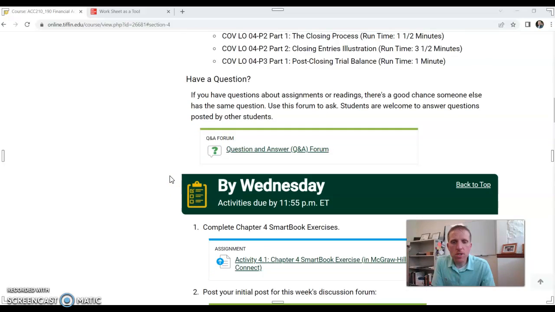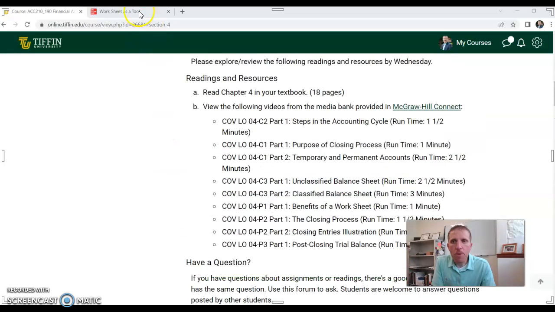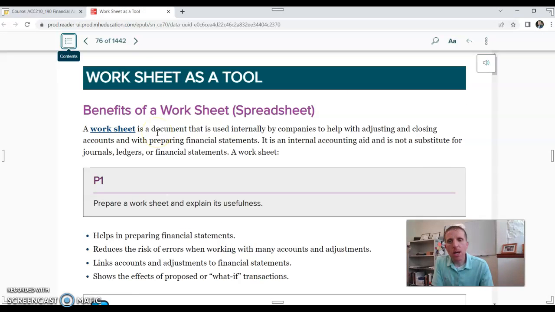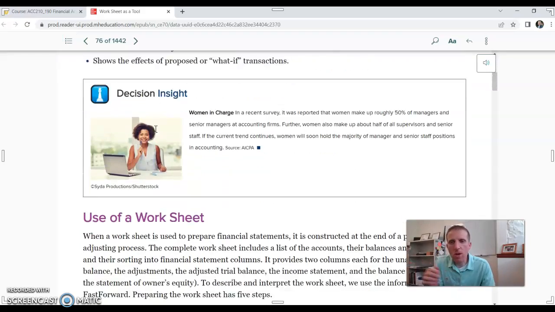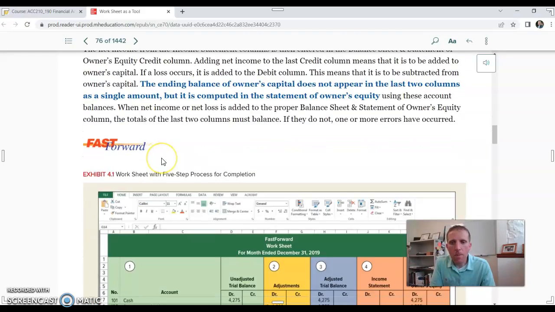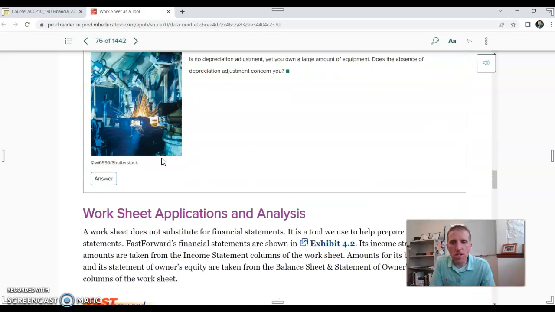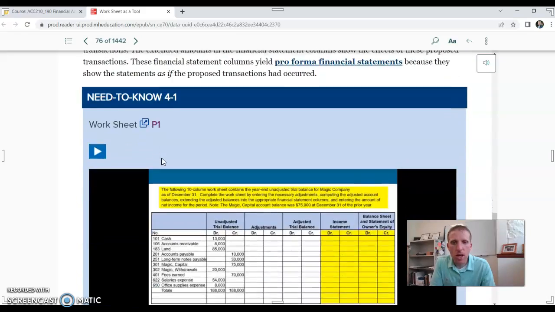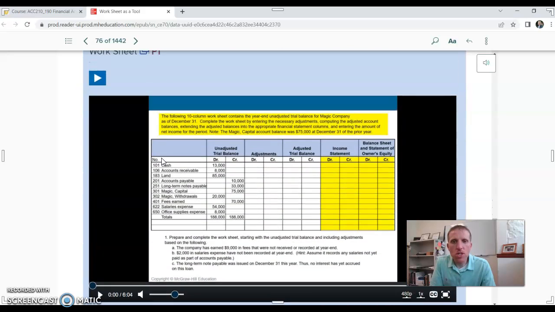I just wanted to highlight a few different areas. As we work through chapter 4, there are video links within Moodle, but I also wanted to draw your attention to the worksheet. What the worksheet is showing us is our unadjusted trial balance. The transactions we've recorded for a given period of time have put us in these balance positions at the end of this month or year, whatever our period happens to be.